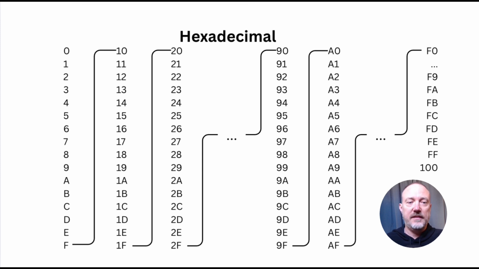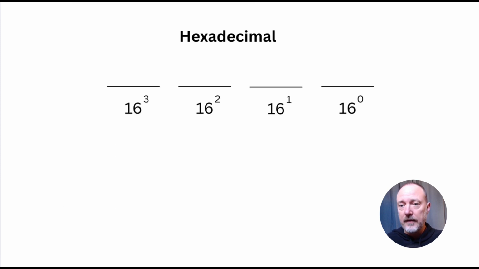So let's look at the place values for hexadecimal. The position all the way to the right is going to be 16 to the power of 0. Next over is 16 to the first, 16 to the power of 2, 16 to the power of 3. Just like any other number system, our base here is 16. If some of this doesn't look very familiar, please check out the binary video where I went a little bit more into detail about this.